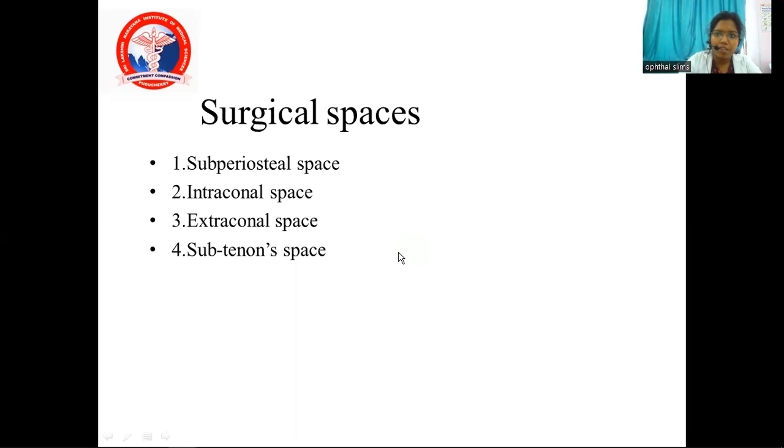And there is something called the surgical spaces of the orbit. What are the surgical spaces of the orbit? Subperiosteal space, intraconal space, extraconal space, and sub-Tenon's space. What is the importance of these spaces? For any mass arising from the orbit, for surgical approach to the orbit, these spaces are important.